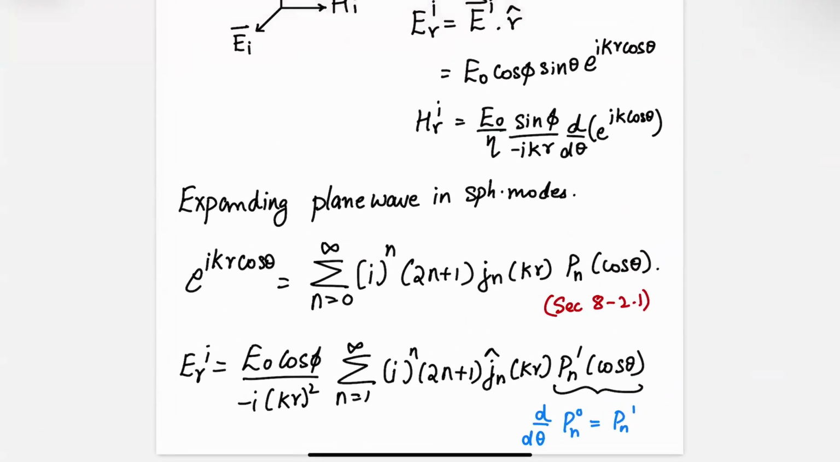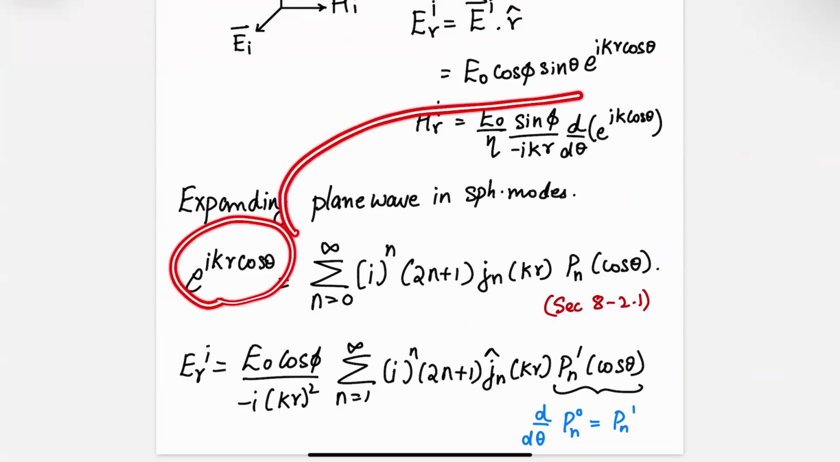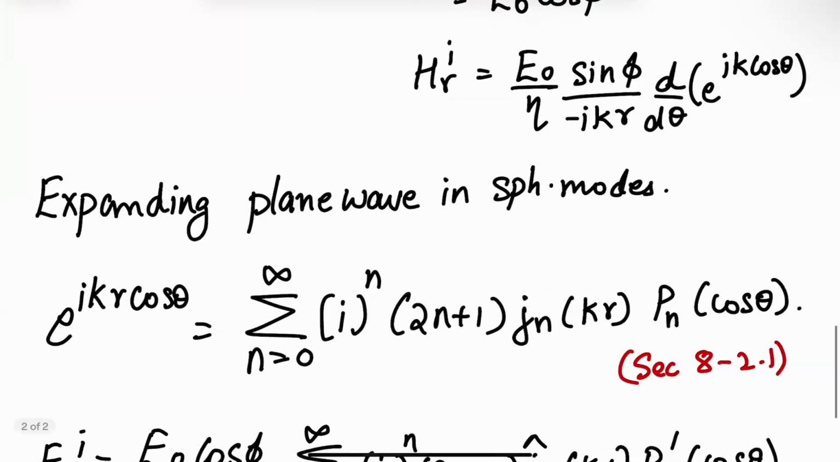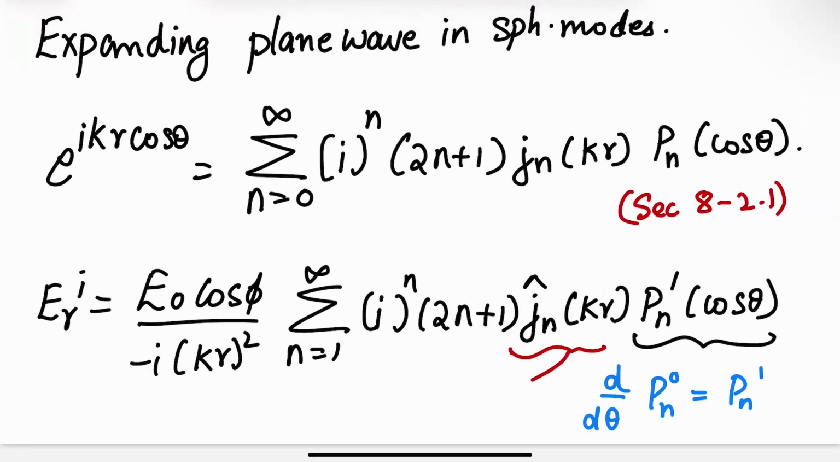So we have this expression, right? And substitute that in here, and that gives us this expression, right? And here I have jn hat, and just as a reminder, this term is equal to kr times jn kr, right?